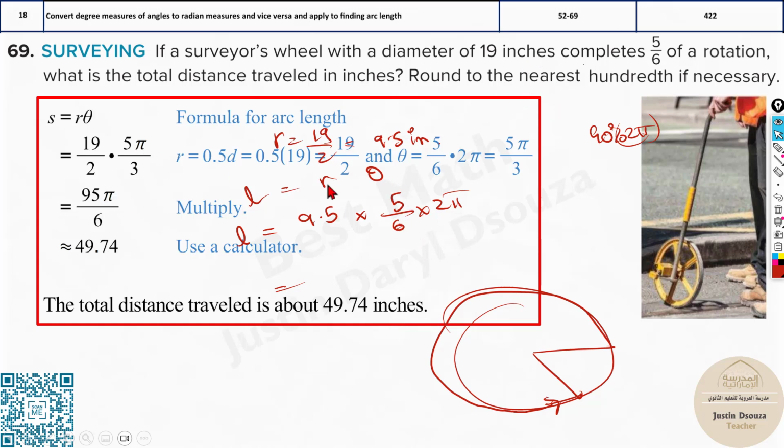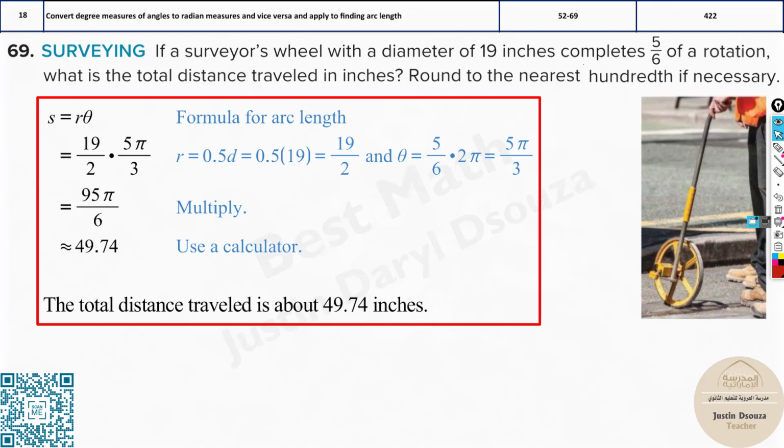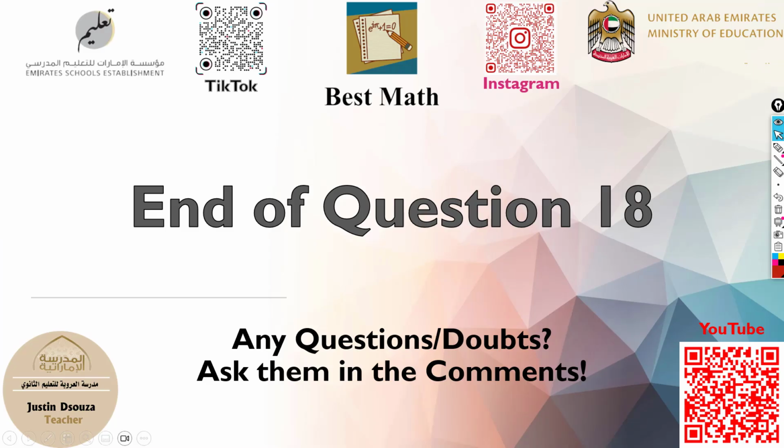Now remember, this is important: 5 by 6 into 2 pi, not just 5 by 6, you have to multiply with the total circle. So the total circle is given by 2 pi. And since we are using theta, remember here we cannot use degrees, we have to use radians. I hope this is clear. We had plenty of problems, and that is the end of this particular topic.